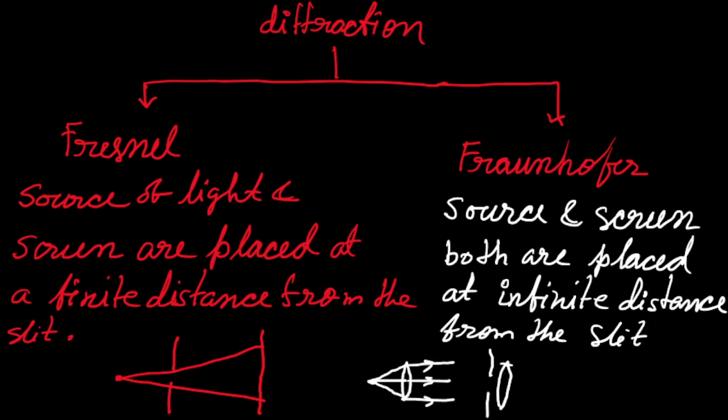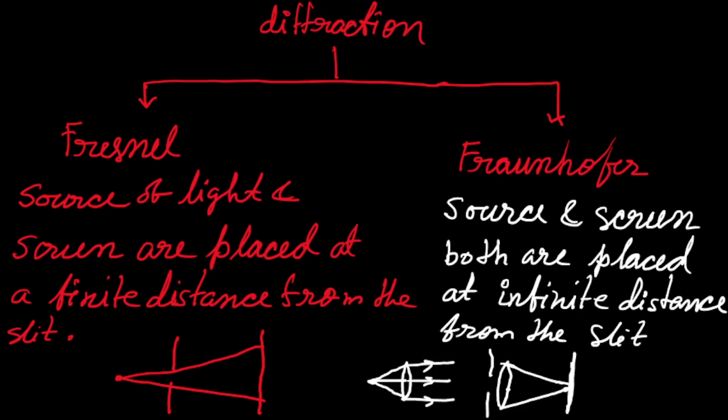So again, these parallel rays will get converged at the focal plane, and at this focal plane, if we place a screen... again, a parallel ray can converge at infinite distance, but in this case, by placing this lens, we are actually converging this light at the back focal plane. So again, we can say this screen is placed at infinite distance. Okay, so this is the case of Fraunhofer diffraction.